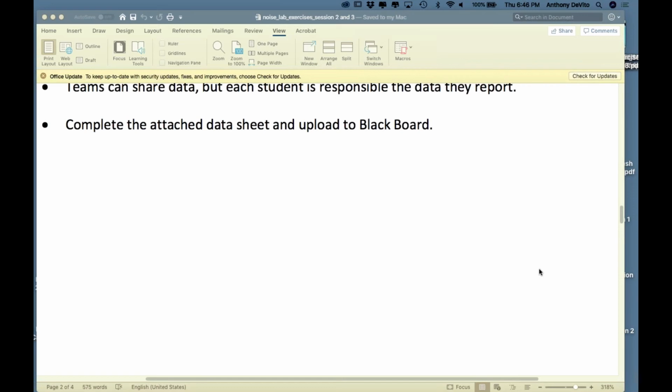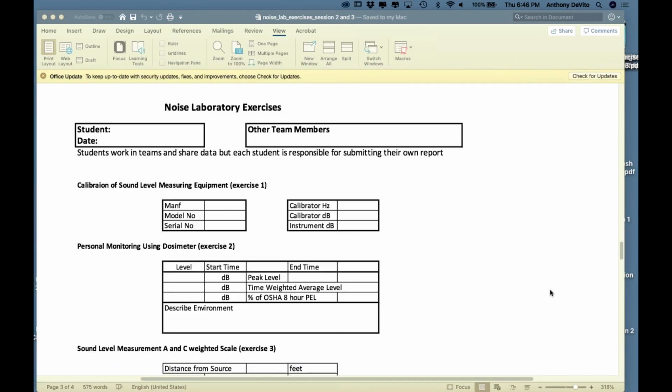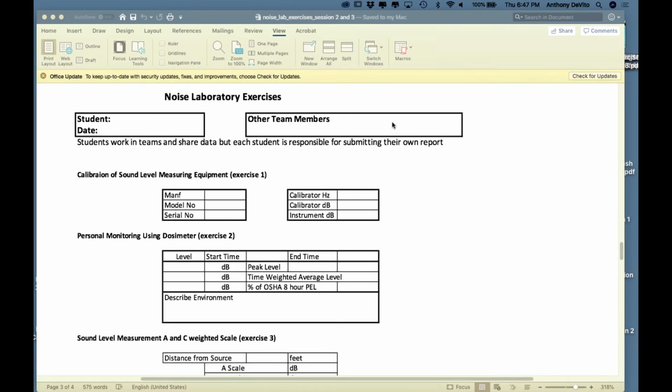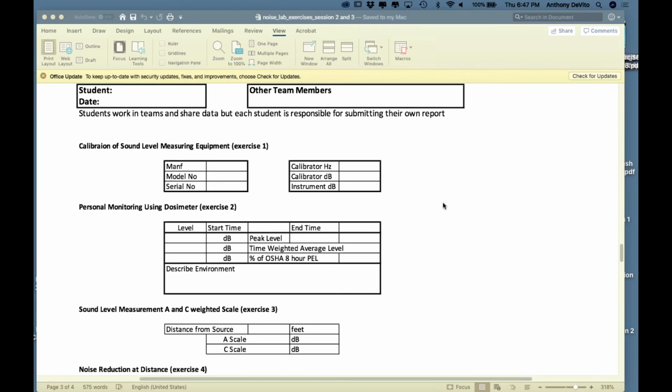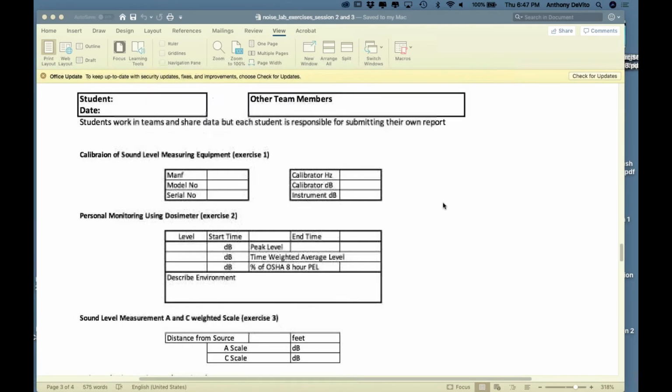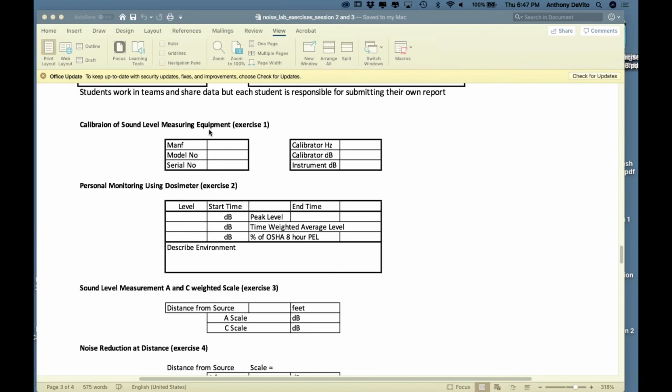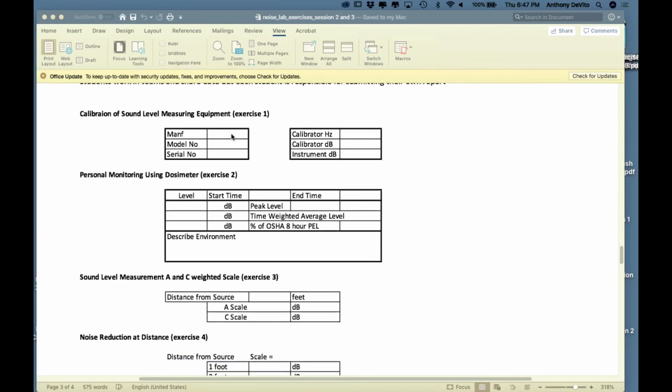We're going to go through some of the exercise first before we actually start working on it. So what are you going to do? If you look at that page that you have there, it asks you to put your name down, the date, whichever the date is, like today and next week if we wind up doing it next week, and your other team members. Everybody is eventually going to be responsible for handing in their own version of this, and by hand in, I mean upload onto Blackboard. Not necessarily today. I don't expect that we'll necessarily get done with everything today. So our first exercise, calibration of sound level measuring equipment, exercise 1. I want you to write down the manufacturer, the model number, and the serial number of that device.